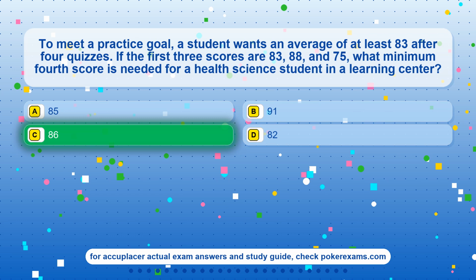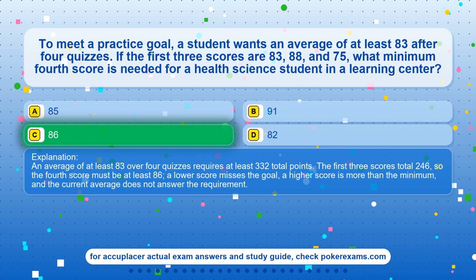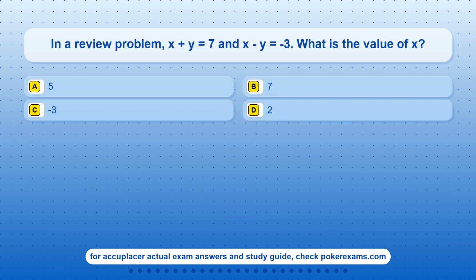The correct answer is option C, 86. An average of at least 83 over 4 quizzes requires at least 332 total points. The first 3 scores total 246, so the 4th score must be at least 86. A lower score misses the goal, a higher score is more than the minimum, and the current average does not answer the requirement.